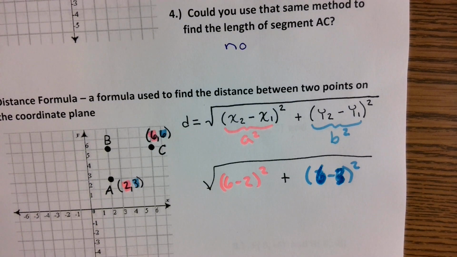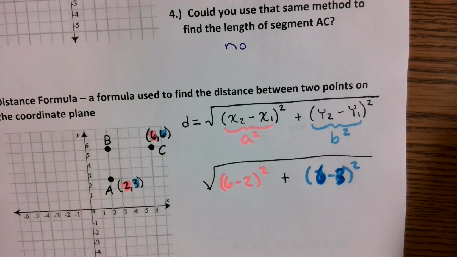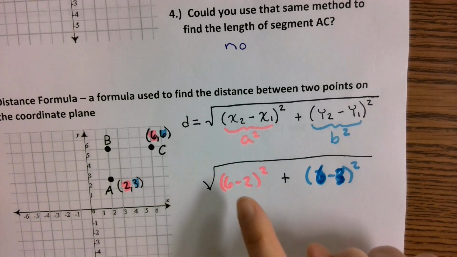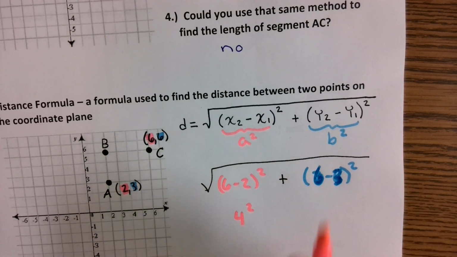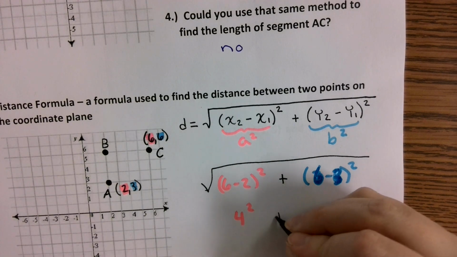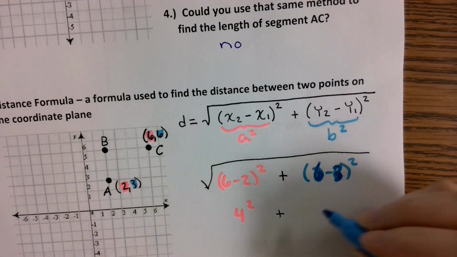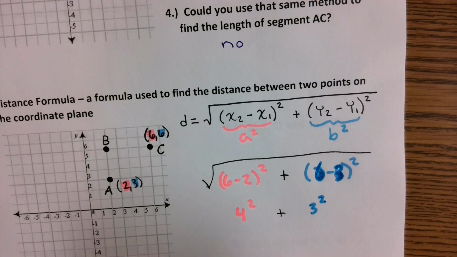Okay? Keeping it in the same order, but again, it doesn't matter. I could do it in a different order. It's still going to come out to the same thing. I could still do 3 minus 6. It'll still come out to the same thing. Okay? 6 minus 2 is going to come out to 4. So we're going to have 4 squared. 6 minus 3 is going to come out to 3. So we're going to have 3 squared.